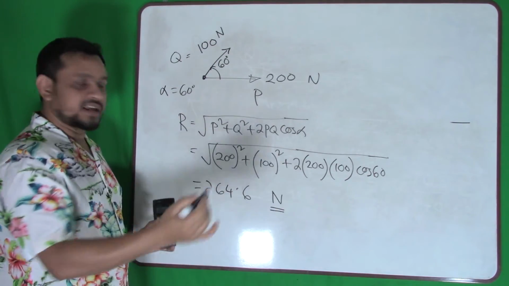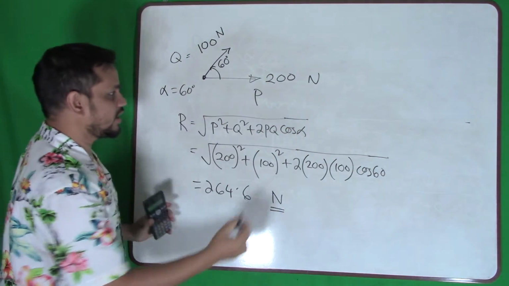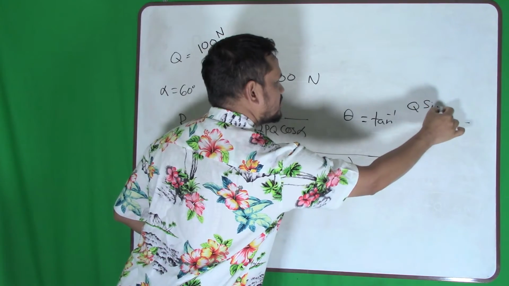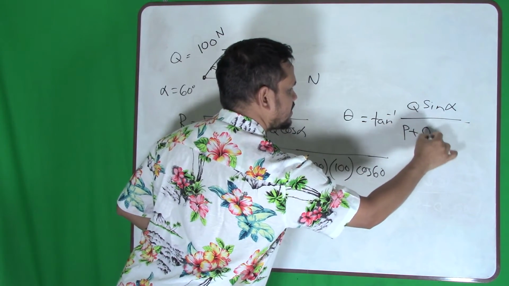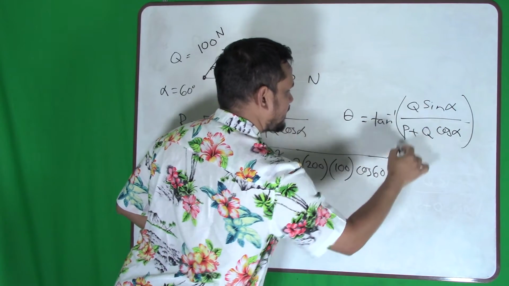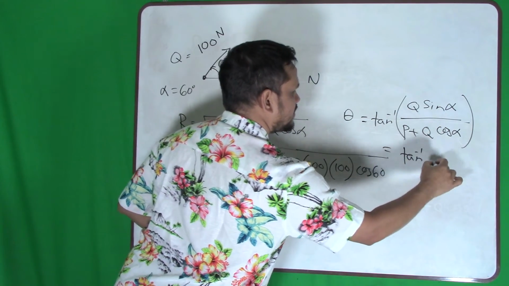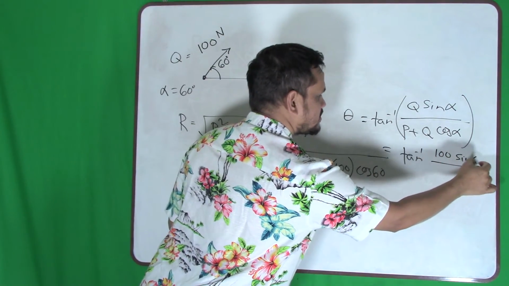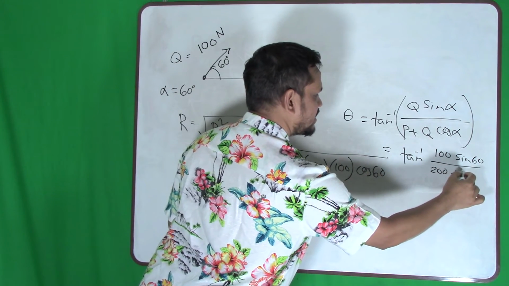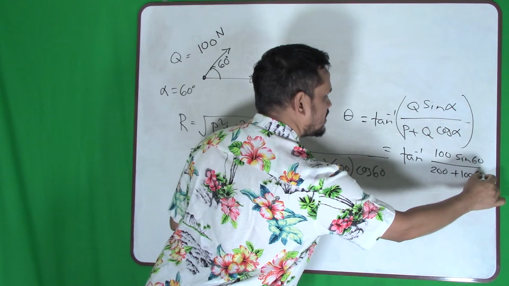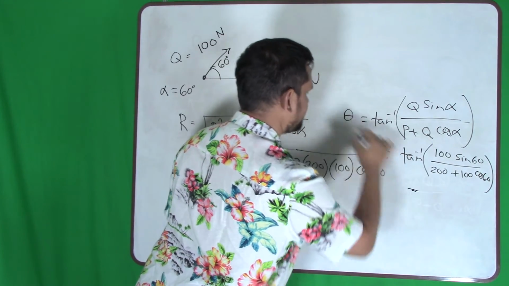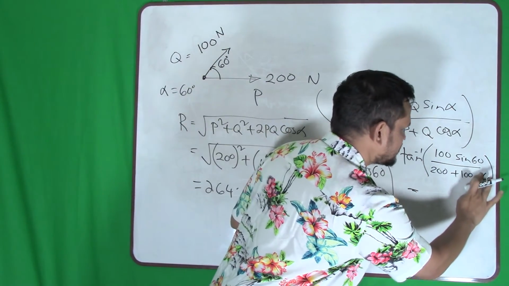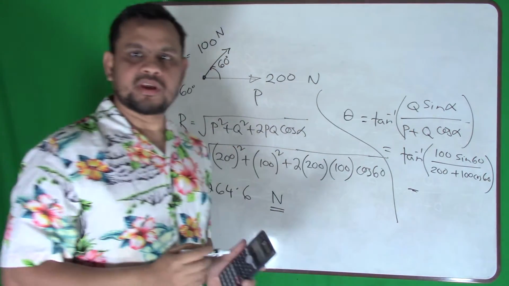And then what is the angle? So for the angle I will write here: tan inverse of Q sin alpha over P plus Q cosine alpha. That means tan inverse of Q, which is 100, sin 60, over P, which is 200, plus 100 cosine 60. Hopefully you can see.